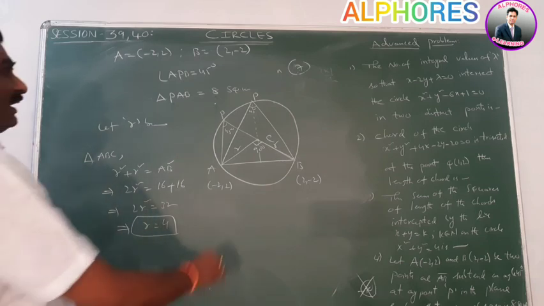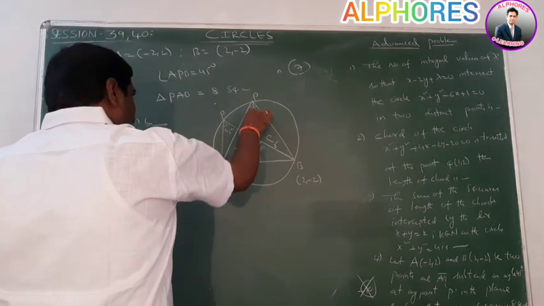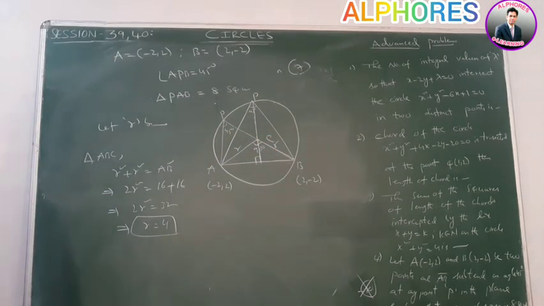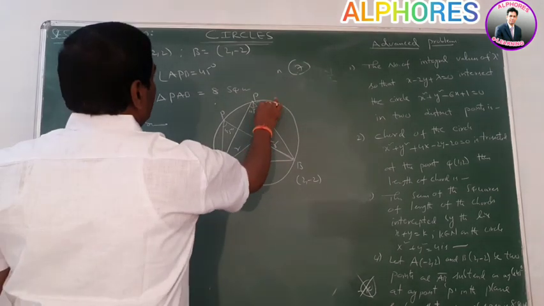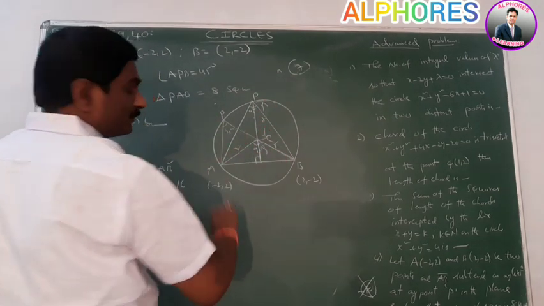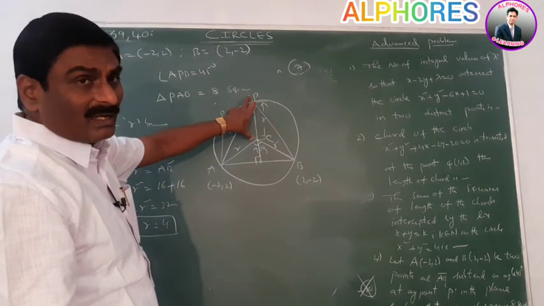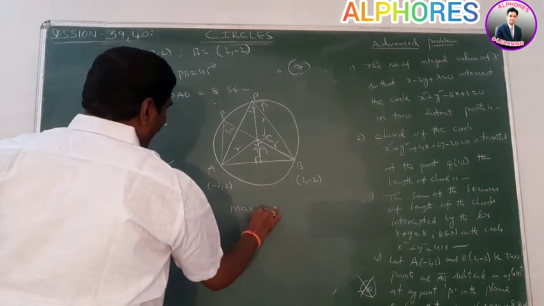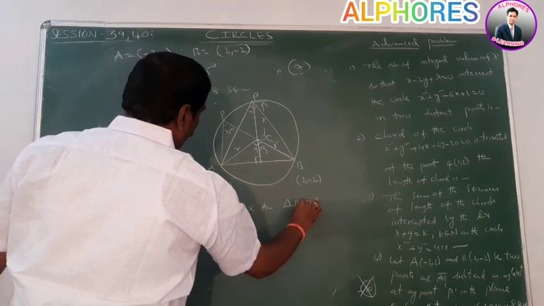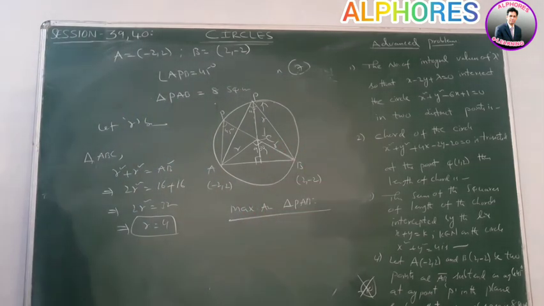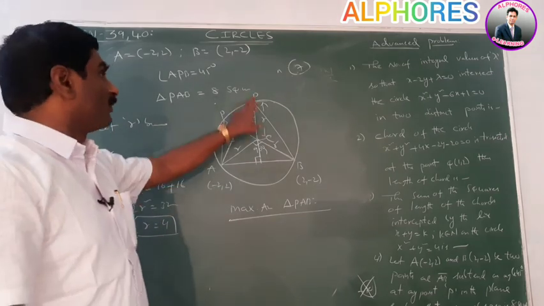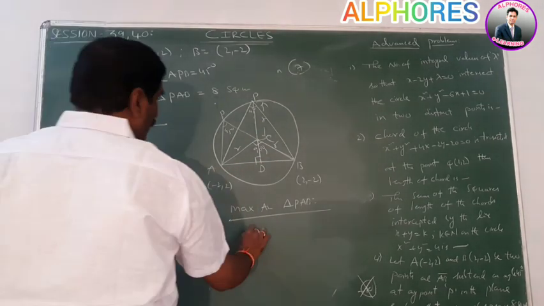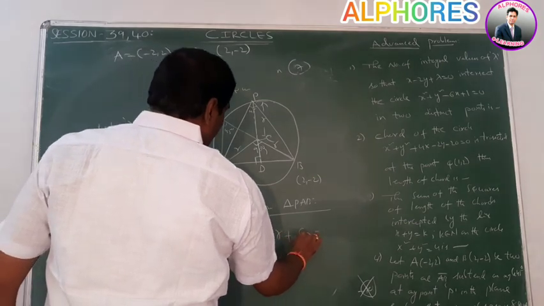Here, radius of the circle 4 means the maximum possible height of this triangle. This is R. Find this value; this plus this value is equal to the height of the triangle PAB. For getting the maximum area of triangle PAB, AB is constant, so we find the height. Say this value is D, PD. Height H is equal to R plus CD.